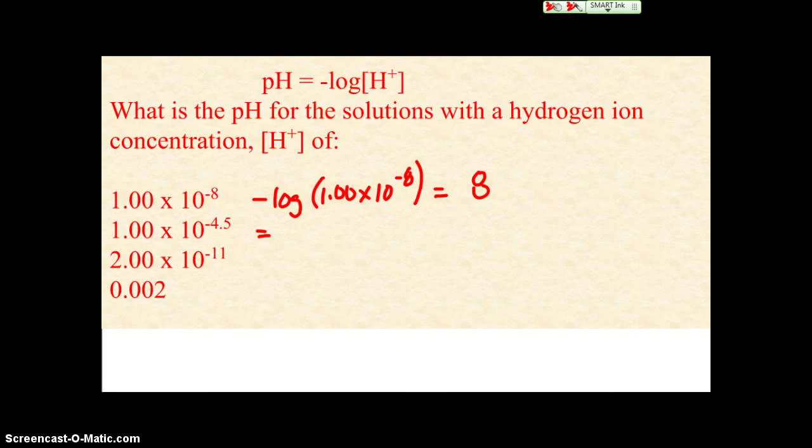If you do the same thing for the others, you might want to pause it here and go ahead and try. But the pH for the second one is going to be 4.5. The pH for this one, since it's 2 times 10 to the minus 11th, is going to be 10.7. And the last one's going to be about 2.7. So again, looking at those, the 8 means it's slightly basic, 4.5 is slightly acidic, 10.7 is fairly basic, and 2.7 is fairly acidic.